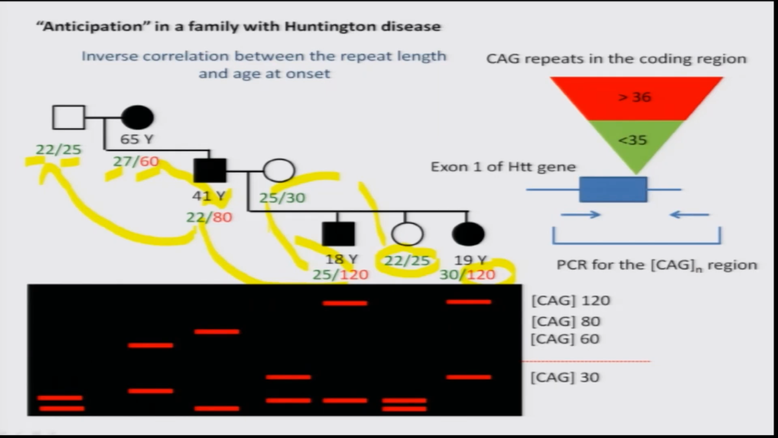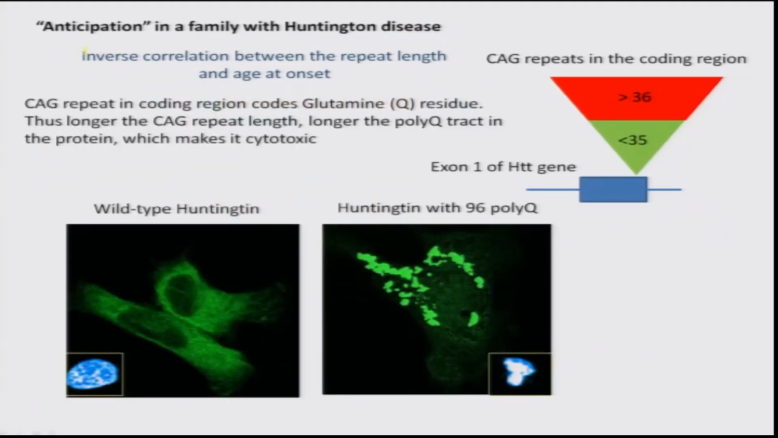In every subsequent generation, it increases and expands. That is why it is called a dynamic mutation. And with such mutations, you can see an inverse correlation between the length of the repeat and the age at onset. The larger the repeat, the earlier the onset of the disease. The question is why. Why should the disease appear much earlier if you have larger repeats?